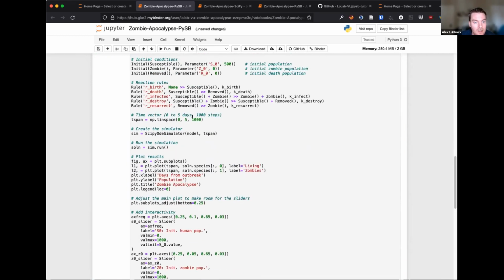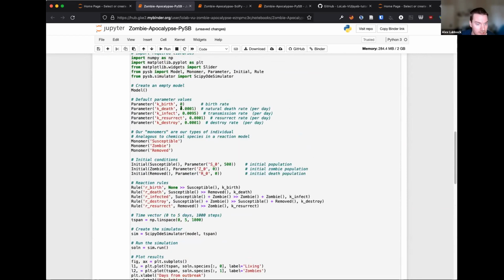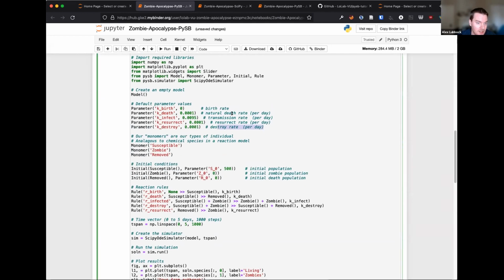This death rate. So in terms of units, which is a question that comes up, PySB, like a lot of modeling frameworks, doesn't assume any particular units. The important thing is just to be consistent. So in this, we're using a death rate, transmission rate, resurrection rate, and this destruction rate that are all in per day units. You could put these as per hour or per second. If you're writing a cellular model, you'd probably be using per second units instead. But yeah, it's fine to use whatever, just as long as you're consistent throughout the model.